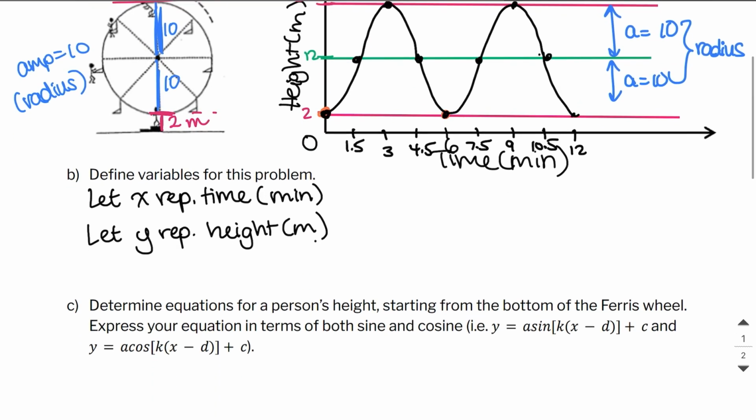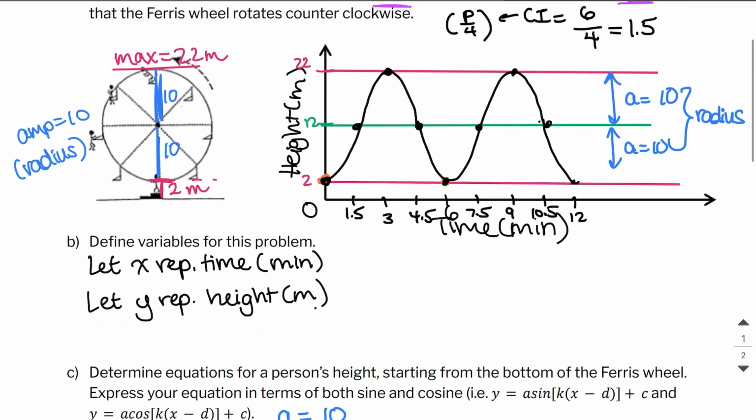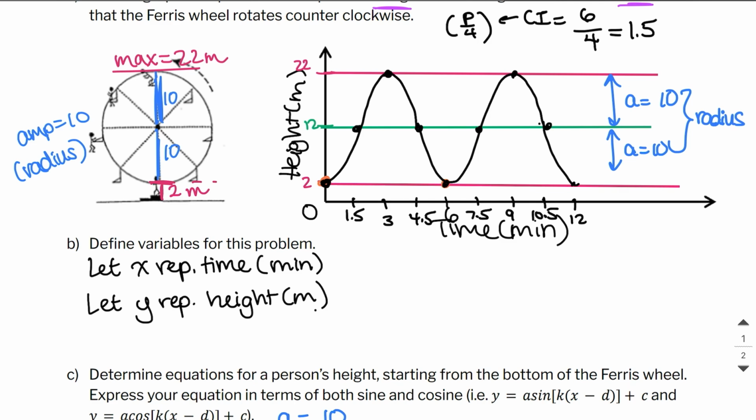Well, in order for us to be able to do that, we need to identify some key pieces of information. We've already figured out that our amplitude is going to be 10. We know that from this piece of information here. So we know we have an A value of 10. We also know that our C value is going to be 12 right here. How do we know that? Because we figured that out by seeing that this value right here is 10 above the minimum or 10 below the maximum. Okay, and you can also just average the min and the max as well.